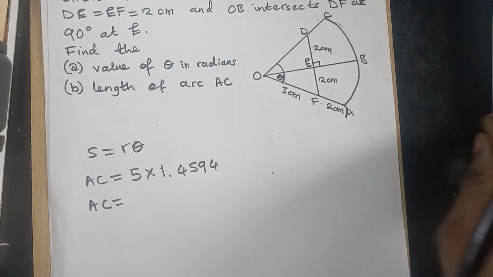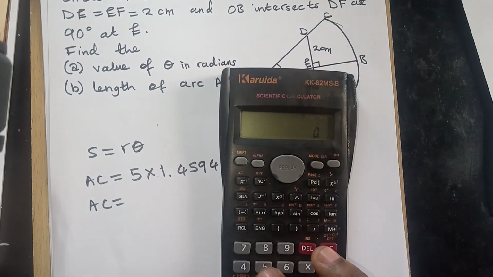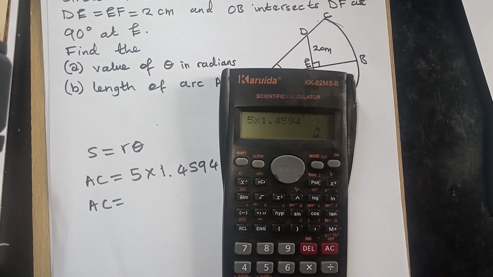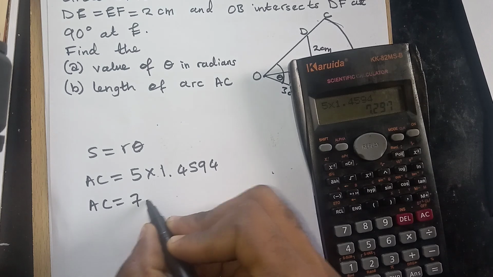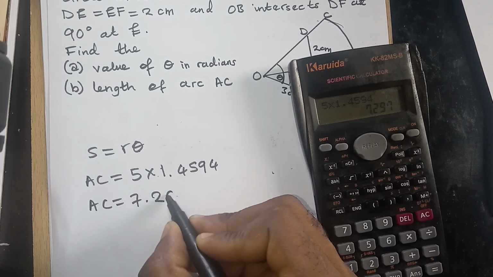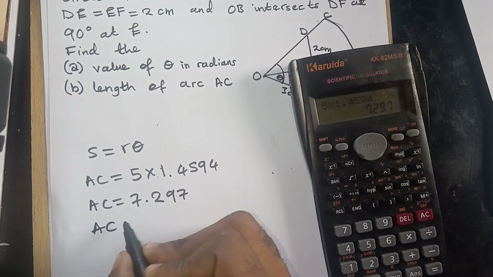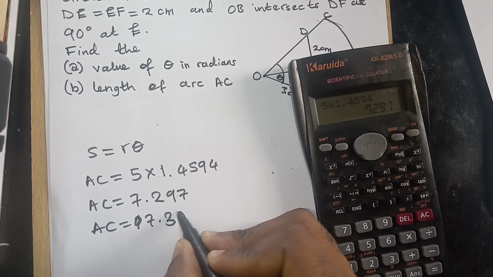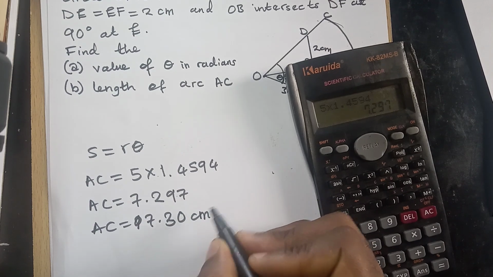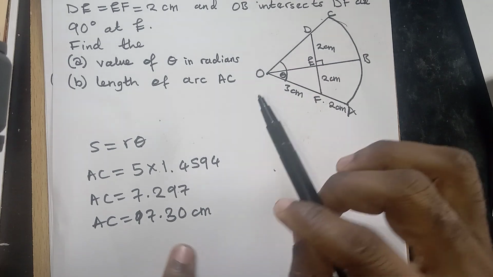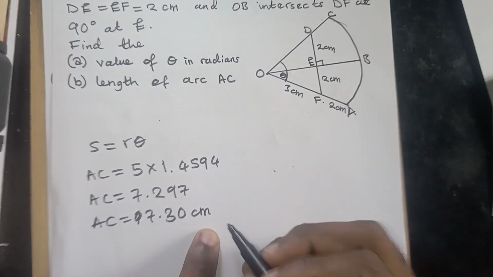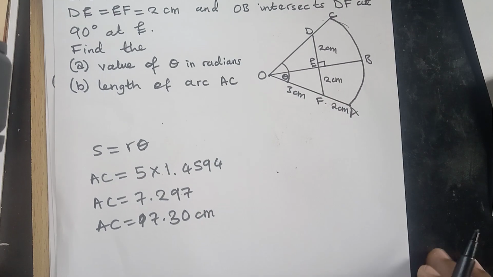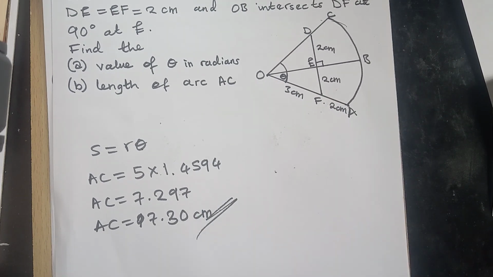So now let's multiply these two numbers. 5 multiplied by 1.4594. So this is giving us 7.297, which is 7.30 centimeters when you round it off. Remember, this is length, so the unit will be centimeters, just like that. So this solves the entire question.